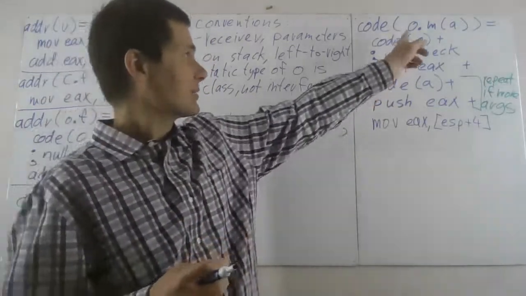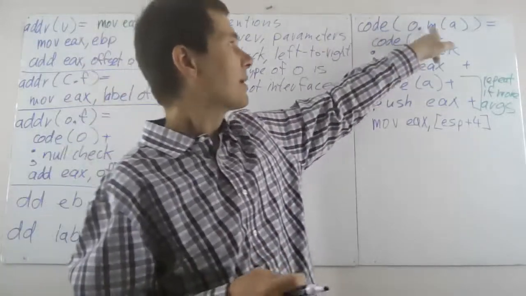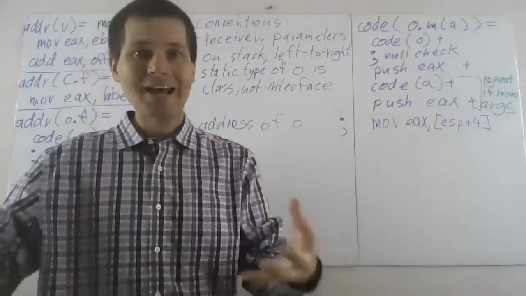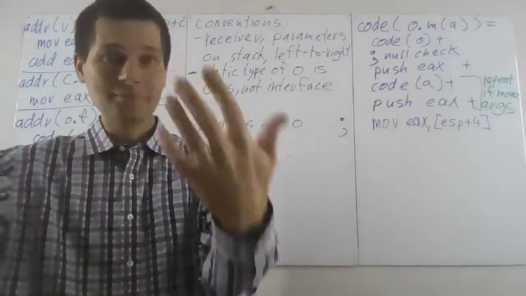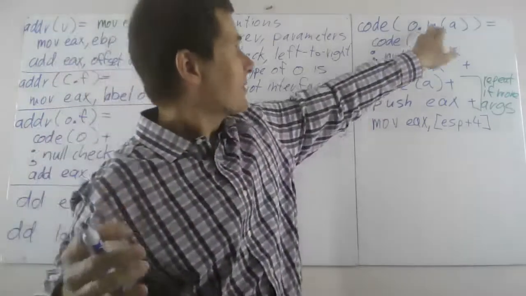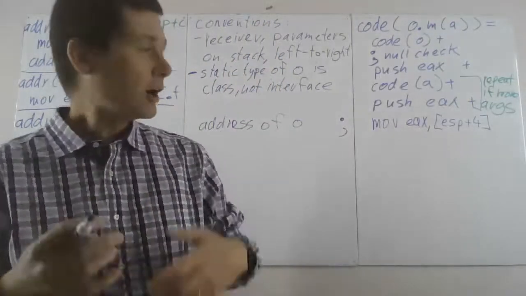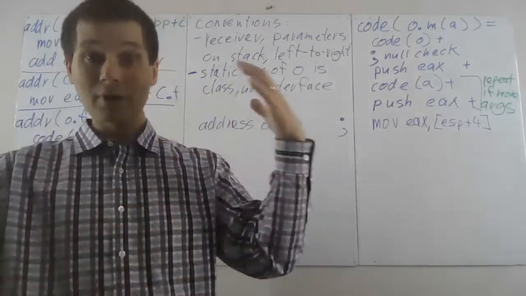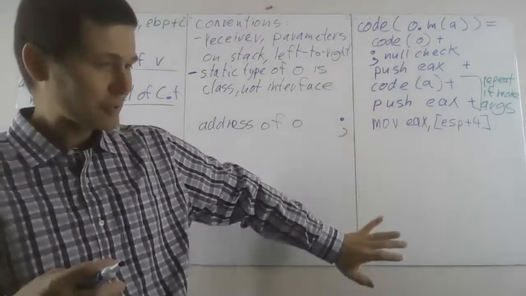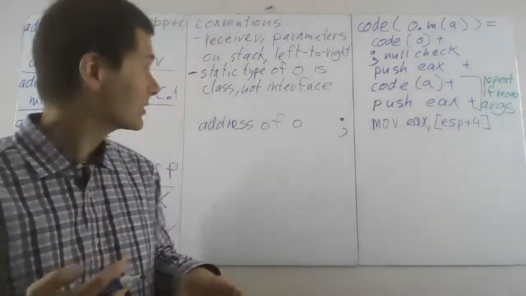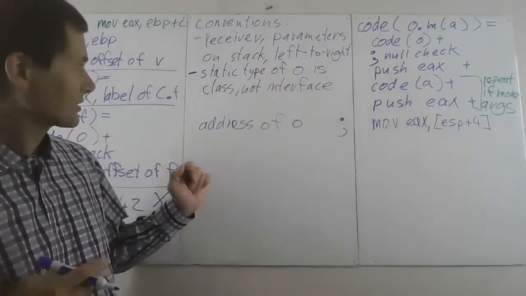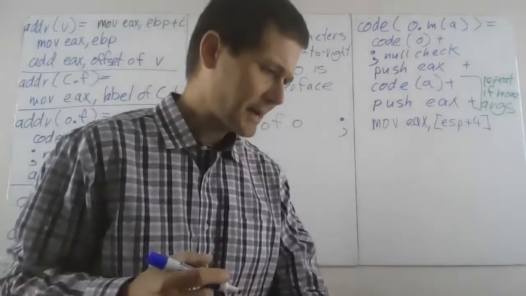If the static type was an interface, then the method M, together with its type, is a selector, and I would have to do a different piece of code to find a method with that specific selector on the runtime object, right? So I would use my selector index table. So this code would change if I had an interface. But I'm assuming the common case where the static type of O is a class.